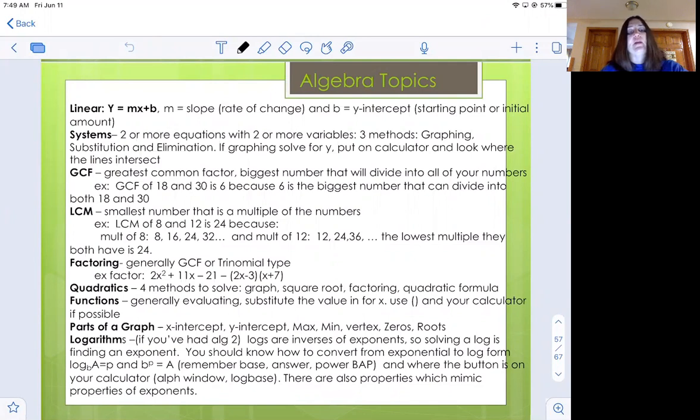So this could be used in an application problem. It could give you an equation, ask you for a graph. There are lots of ways that they can use this linear equation.